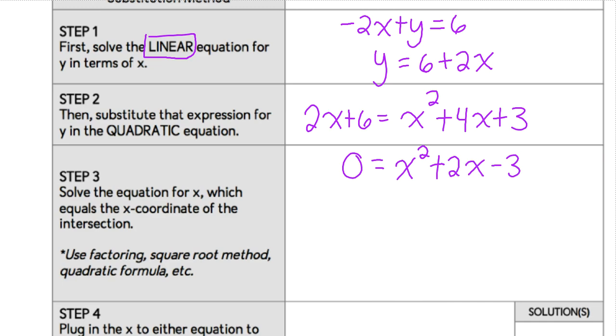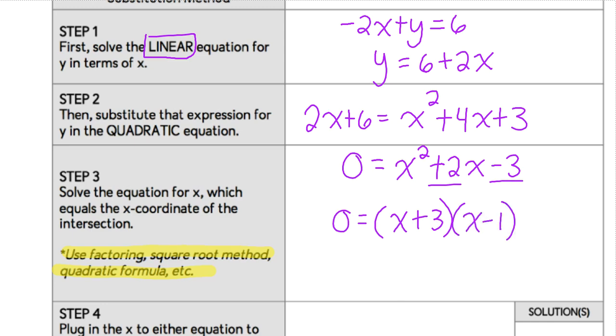Now, I'm going to use one of my methods for solving quadratics in order to solve this one. On this one, I know that this is factorable. I can think of two numbers that multiply to negative 3 and add up to 2. And that would be x plus 3 and x minus 1. So my solutions there would be that x is negative 3 and x is 1.